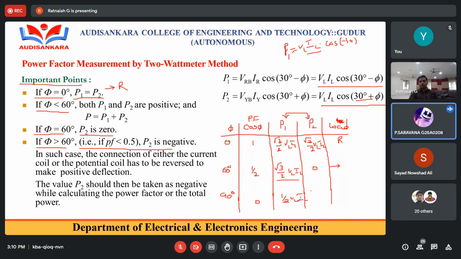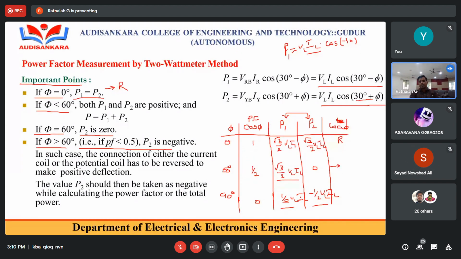What about the other? Minus 1 by 2 VL IL. Now what is the difference? One is positive, one is negative. One wattmeter reading shows positive, the other shows the same value but in the opposite direction, that means negative. So inductive.